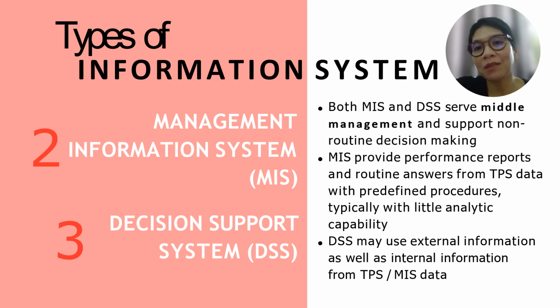So the two systems that we have here, Management Information System, MIS, and Decision Support System, DSS, are served at middle management, and they support non-routine decision making. These are the systems for business intelligence, or BI. So BI is a term for data and software tools for organizing, analyzing, and providing access to data to help managers and other enterprise users to make informed decisions. It addresses the decision-making needs of all levels of management.